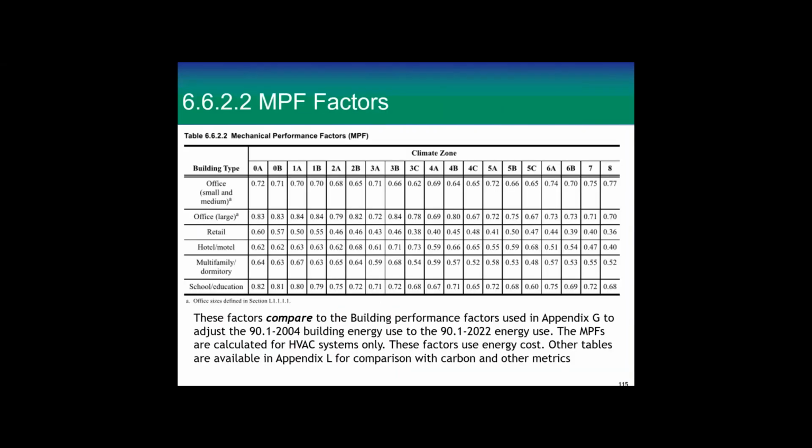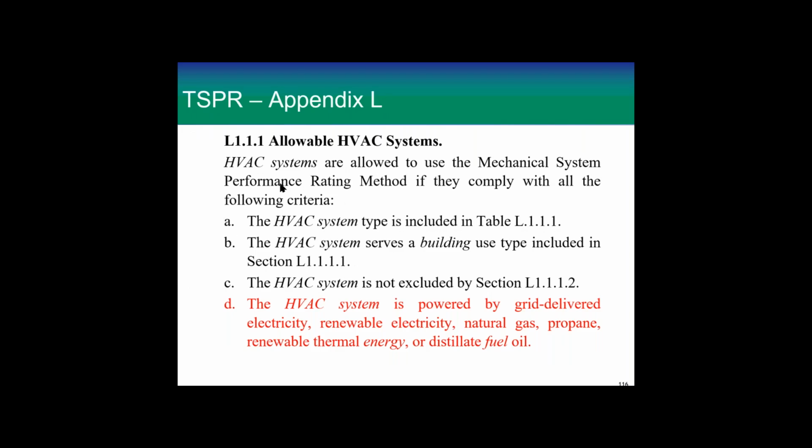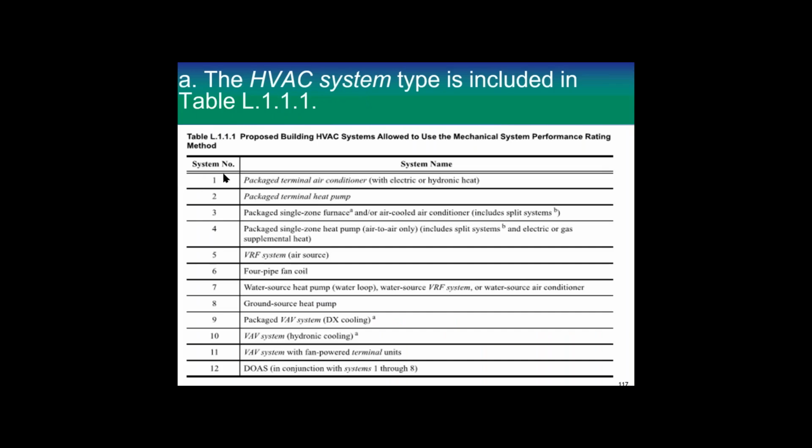Well, let me step through these, make sure I don't miss anything. So the MPF factors are here. These are the things you'll divide by, and these are given to you on this table. And then the allowable systems are out of Section L, and they are these 12 right here: package terminal units, VRF, those DOAS units. These are the ones that have been modeled. These will be added to over the years, but these are the ones we've gotten modeled and perfected now.